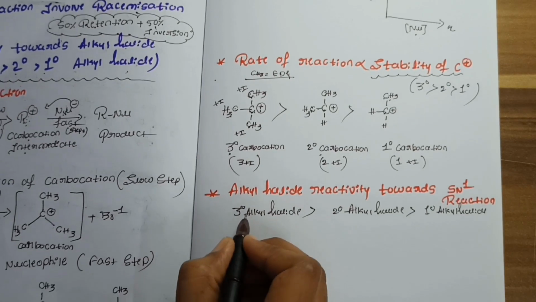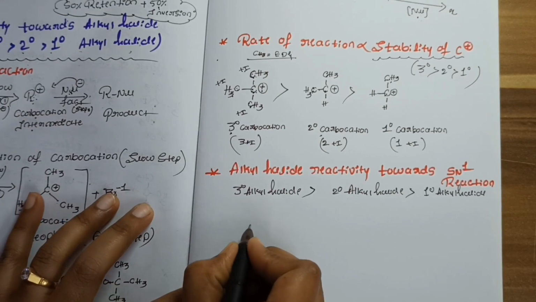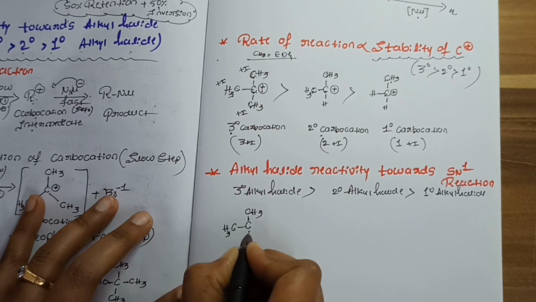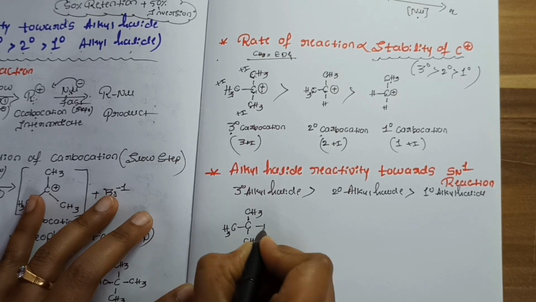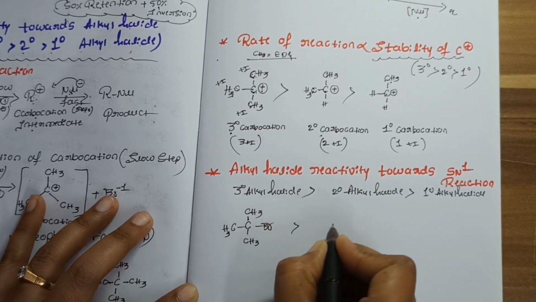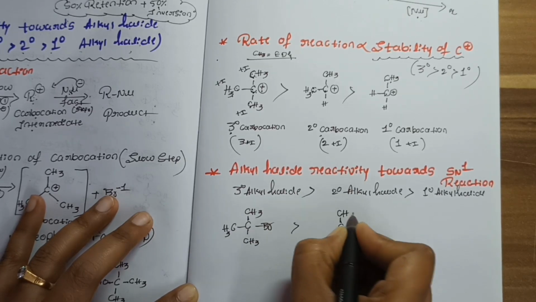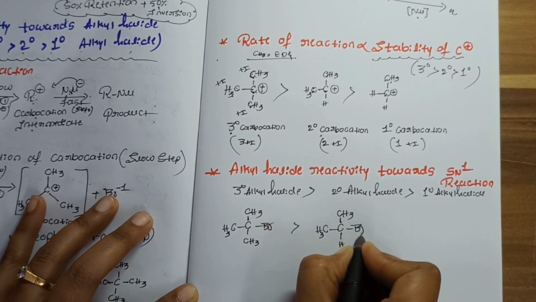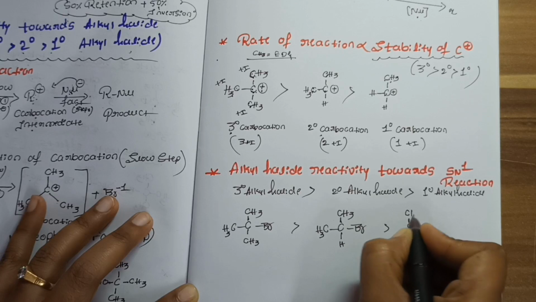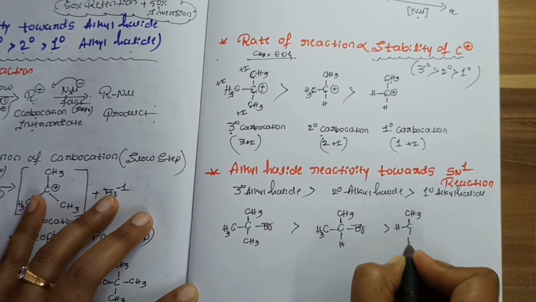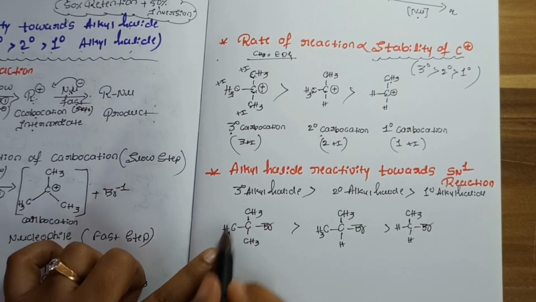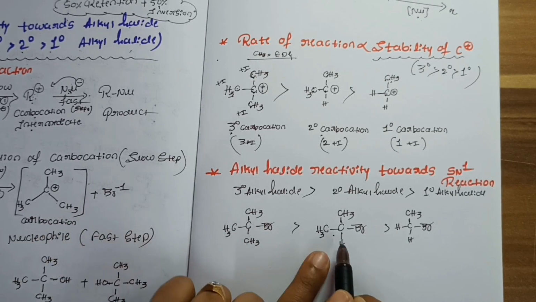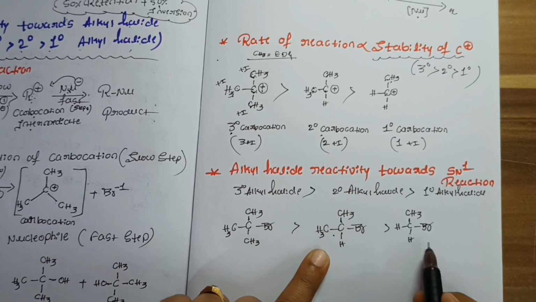Why? Because see, tertiary alkyl halide we can write like this. Secondary alkyl halide means, and primary alkyl halide. Now this tertiary alkyl halide gives the SN1 reaction very fast compared to secondary, and secondary alkyl halide gives the SN1 reaction very fast compared to primary.